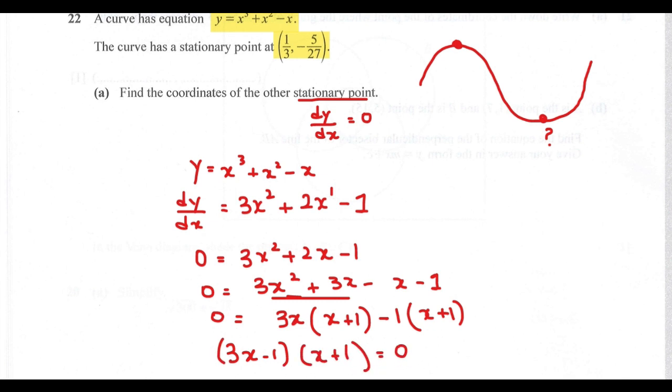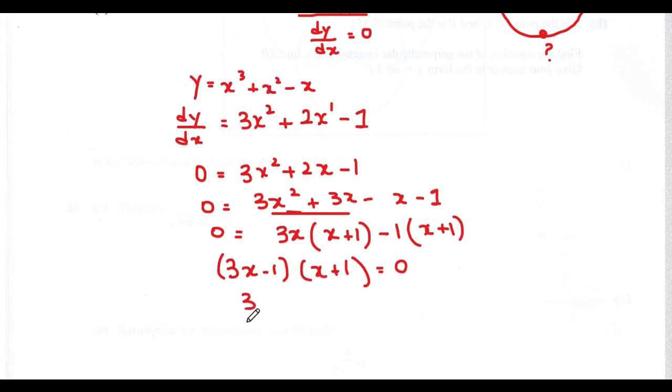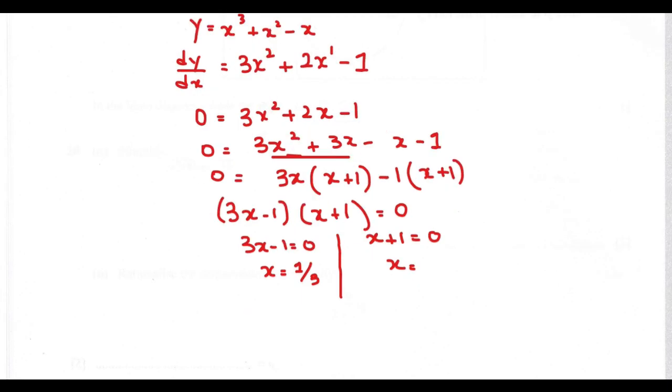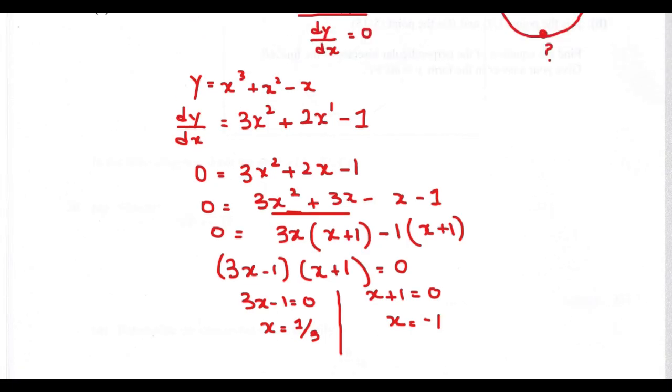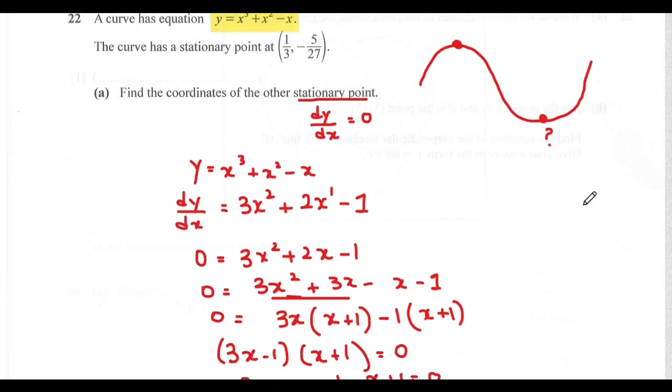So either 3x minus 1 equals 0 or x plus 1 equals 0. Now you can get two values of x from here. x is 1 over 3 or x is negative 1. For x equals 1 over 3, the stationary point is already given. So we are supposed to find the stationary point for x equals negative 1.